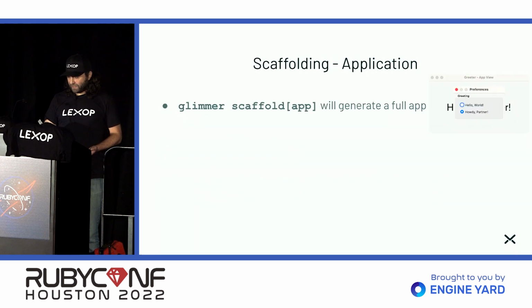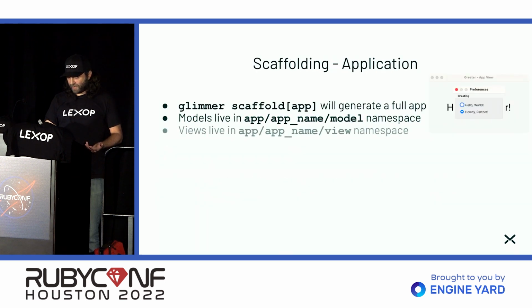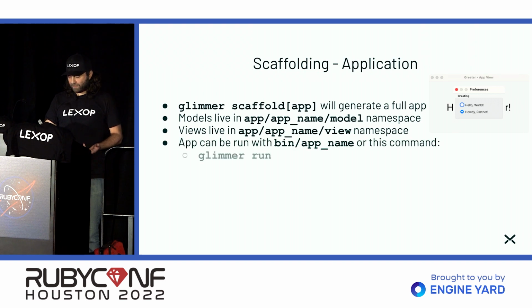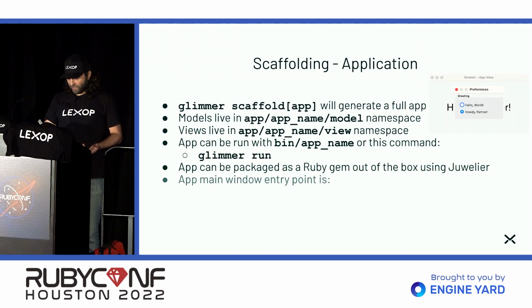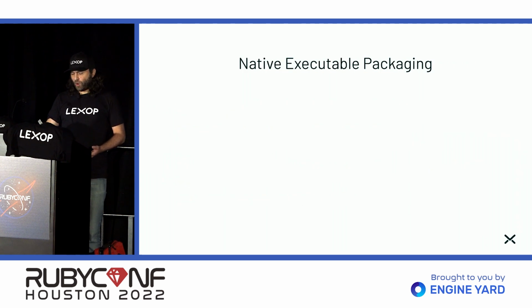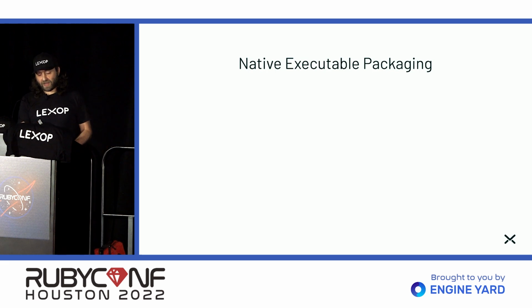And it'll basically generate the app directory with the model directory, a view directory, a script to run the app, as well as, oh yeah, you can package the app as a gem automatically. It'll come with the scaffolding, and also it gives you an entry point to the app. So once you have that, then you can do native executable packaging.